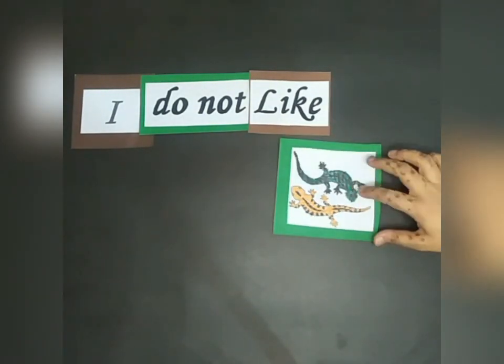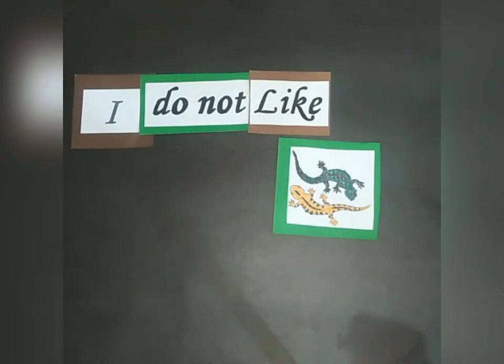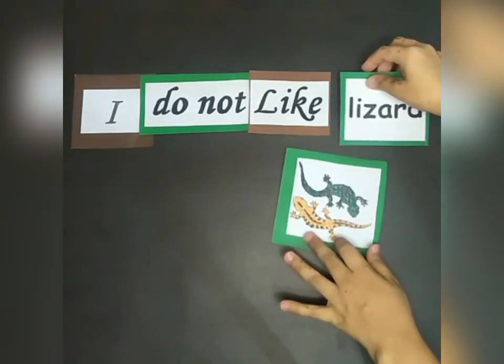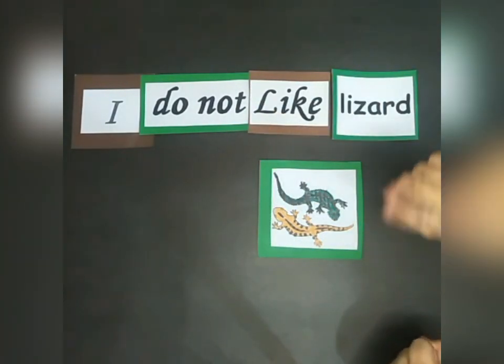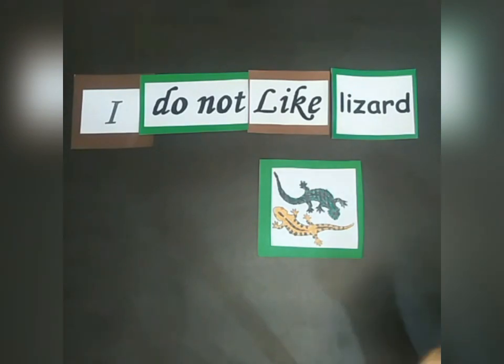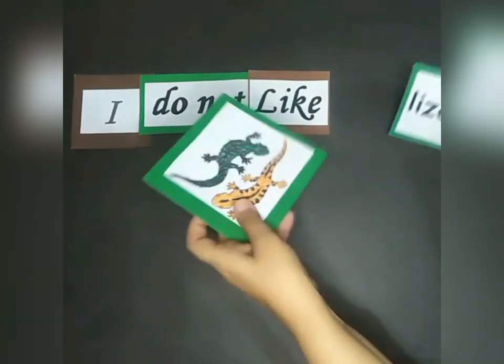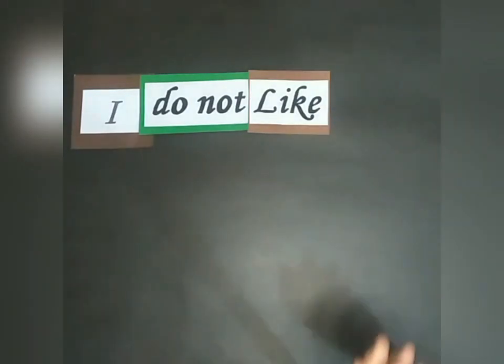What are these? Ew, pretty creepy, right? Lizard. So how will you say? I do not like lizard. So these are the I do not sentences with the naming word.